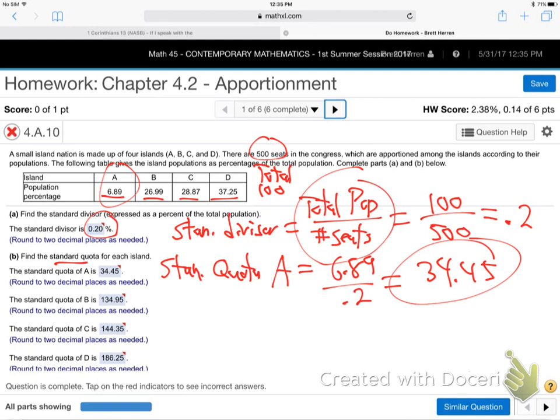That's what they should get in all fairness. But the problem was, the whole chapter was about, you can't have a part of a representative. You can't give them 34.45 representatives among the 500 Congress people, right? You got to give them either 34 or 35. You can't give them part of a representative. So their actual quota will be one way or the other. All right, enough with all that.